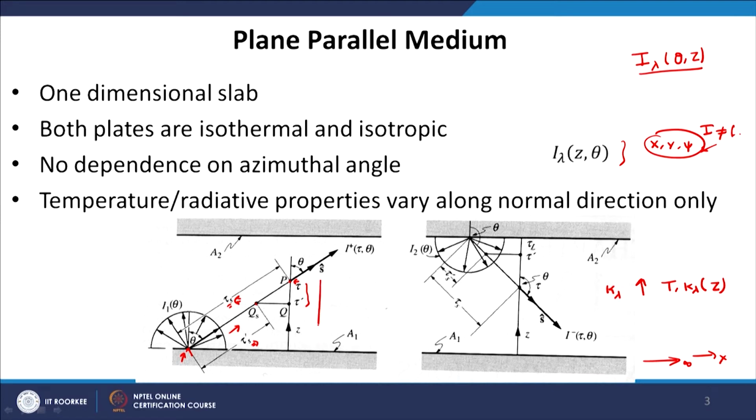So, this is the distance tau, the non-dimensional optical distance, and similarly the coordinate or the distance of point Q will be z, tau prime. And the same thing we can have for the intensity coming from the upper side. So, we represent the coordinates in a similar fashion.